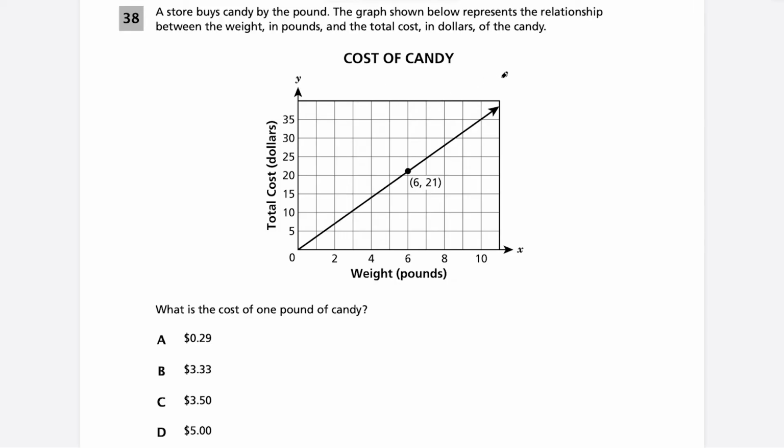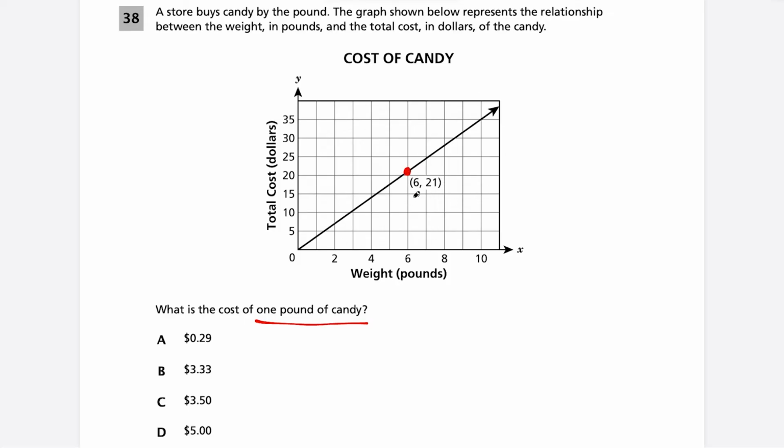The graph shown below represents the relationship between the weight in pounds and the total cost in dollars of the candy. And we want to know, what is the cost of 1 pound of candy? Well, for this one here, notice that we have a direct proportion, that the total cost in dollars of candy is directly proportional to the weight in pounds of the candy. So what that tells us is that we could take any point on this line, but they gave us a very specific point. They told us that this point, 6,21, is on this graph.